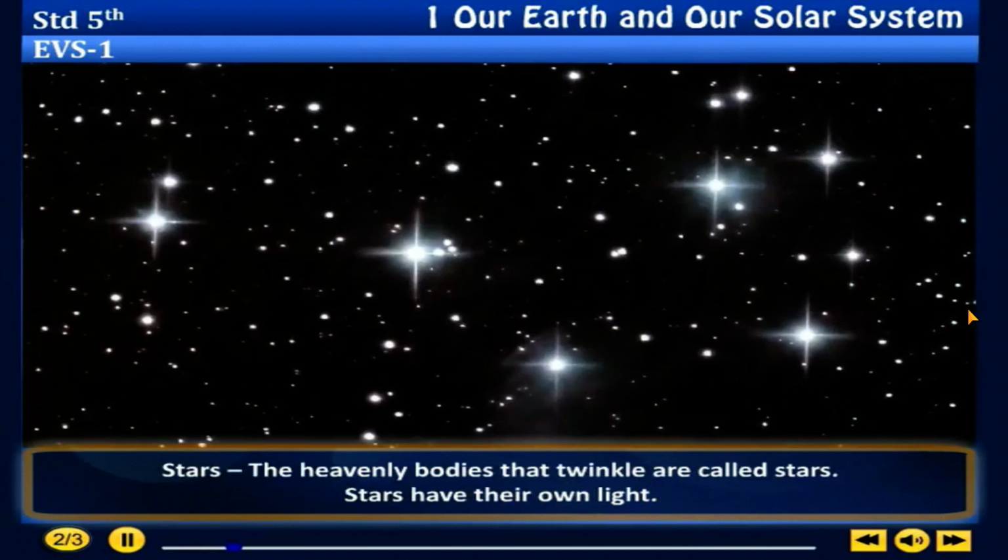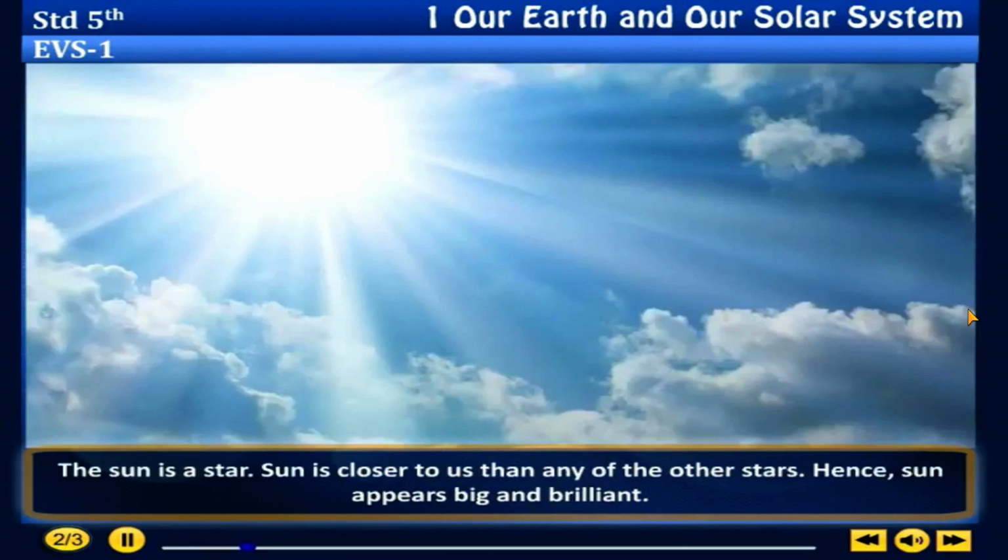Stars. The heavenly bodies that twinkle are called stars. Stars have their own light. The Sun is a star. The Sun is closer to us than any of the other stars. Hence, the Sun appears big and brilliant. In its bright light, during the day, we cannot see other stars.